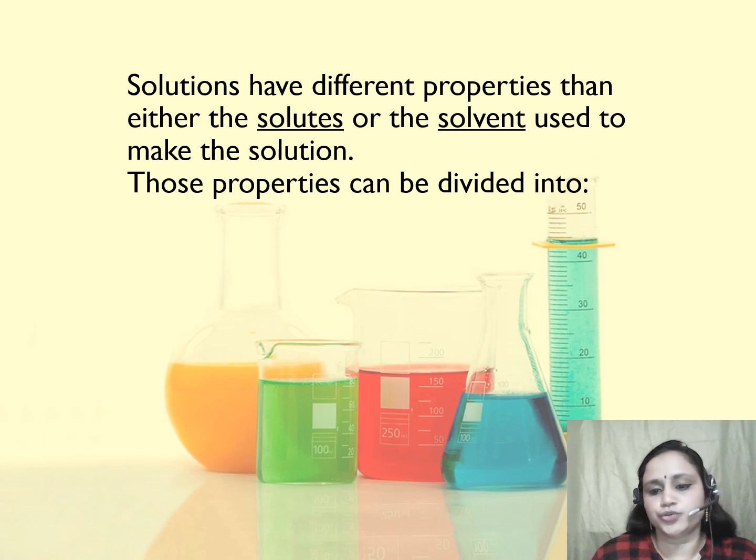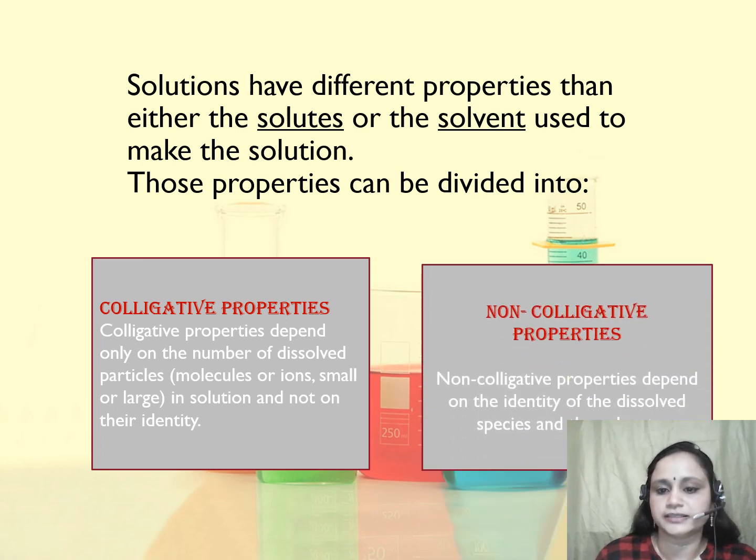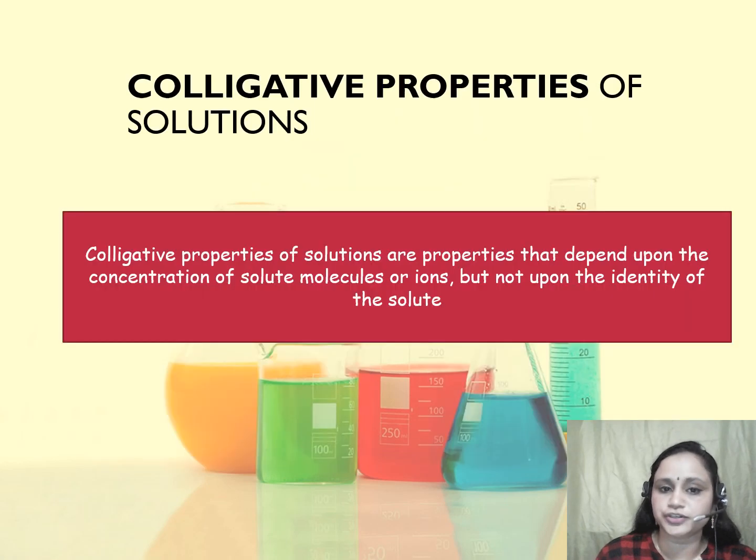Thus, we can conclude that solutions have different properties than either the solute or the solvent whenever we convert them into a solution. These properties can be divided into two main categories: the colligative properties, which depend only on the number of dissolved particles. The particles can be molecules or ions, small or large, but it does not depend upon their identity. Whereas the non-colligative properties depend upon the identity of the dissolved species.